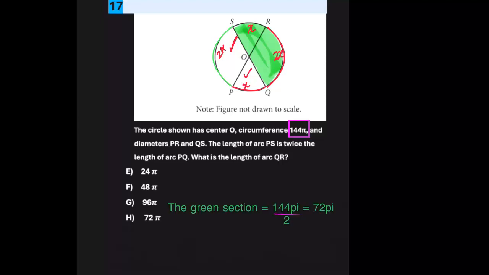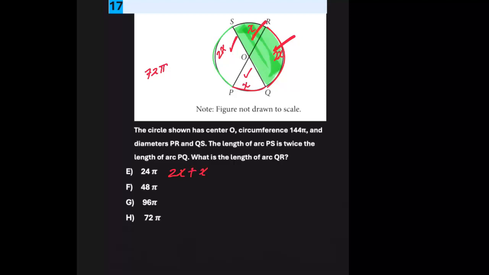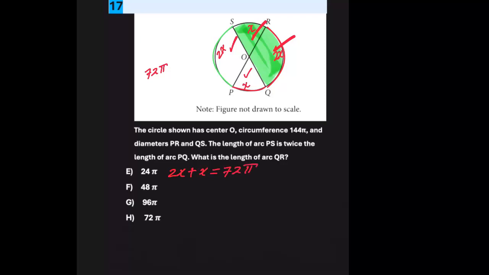Therefore, since the green section is half of the circle, the green section is going to be 144 pi divided by 2, and it's equal to 72 pi. So we're going to use half of the circle. And we have 2x, which is this section, plus x, which is that section, is equal half of the circle, which is 72 pi. So 2x plus x is 3x is equal 72 pi. Divided by 3 and divided by 3, that's going to give us 24 pi. So x is equal 24 pi.